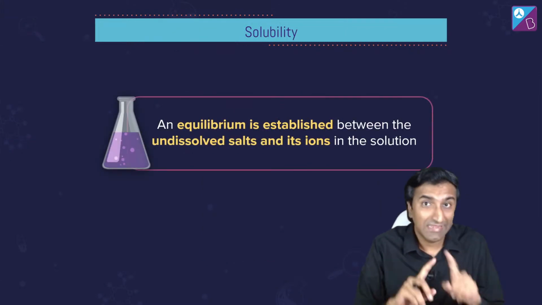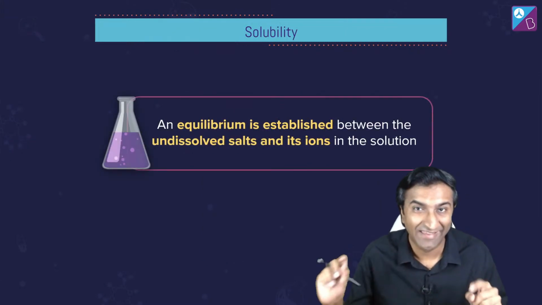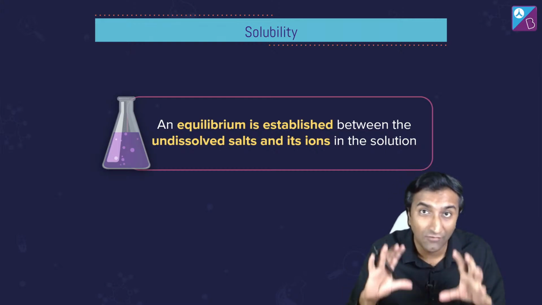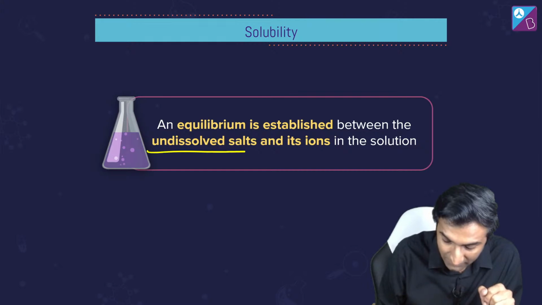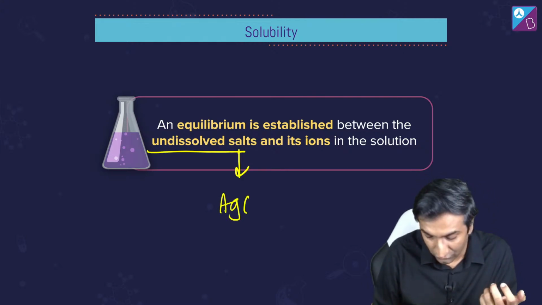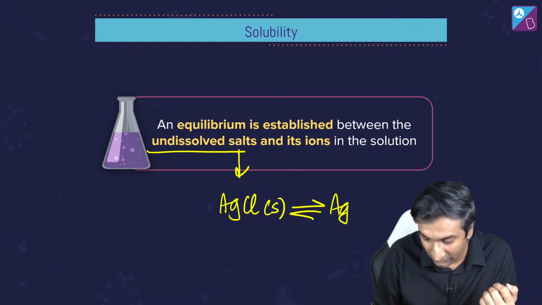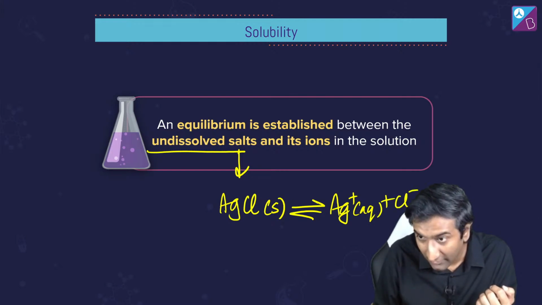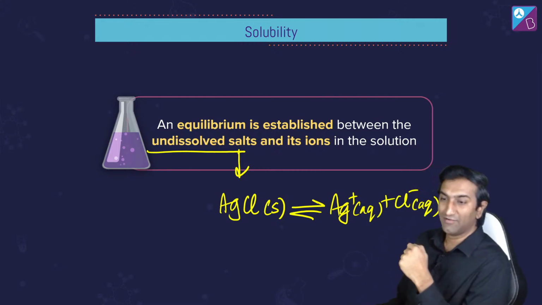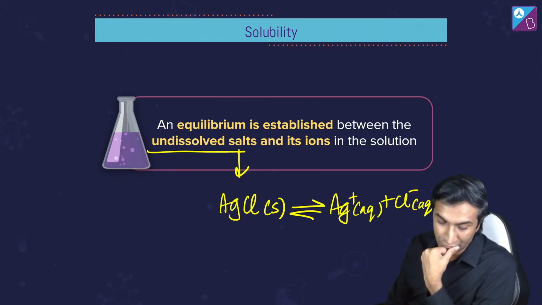ठीक है? So there is an equilibrium established, as you may have guessed, between the ions in solution and the undissolved solid. Undissolved solid मतलब undissolved salt specifically. So अगर AgCl देखो, so this is what you write down, that this is a solid and this forms Ag+ (aq) and Cl- (aq). Am I covering this? I am covering this. Okay, cool. Anyway, yeah, you can check this out of the notes.